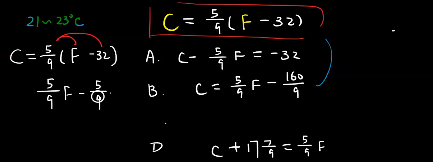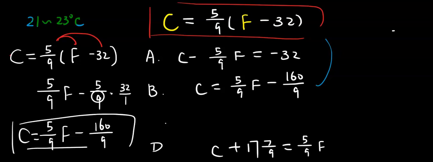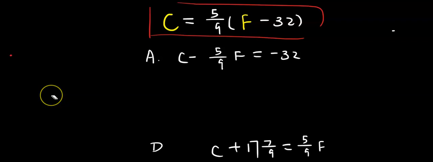If I multiply, I have 5/9 times 32/1. Top times top and bottom times bottom. I have 5/9 F minus 160/9 equals big C. Indeed, B is another equivalent equation. That leaves us A and D. I already know A is not, so I intentionally left A to the last. So we can do a little bit more practice.